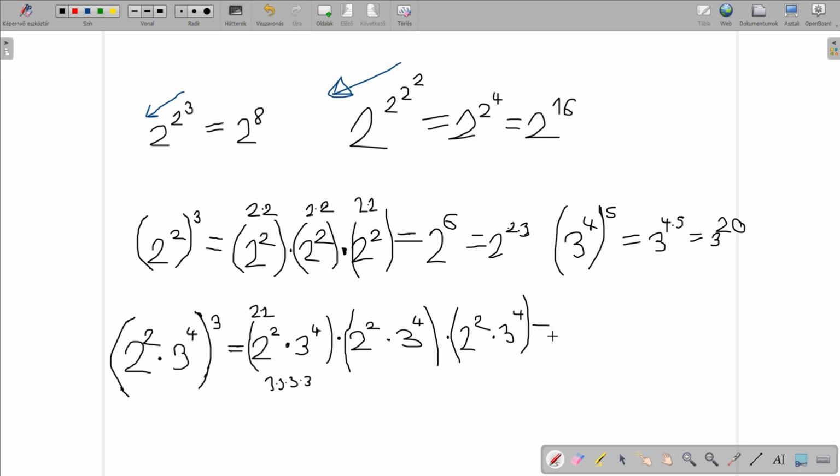And if we would do this all the way, we would get 2. How many 2's would we have? 1, 2, 3, 4, 5, 6. So 2 to the sixth power. And this would be multiplied by, well, how many 3's would we have? 4, 8, 12. So that would be 3 to the 12th power.